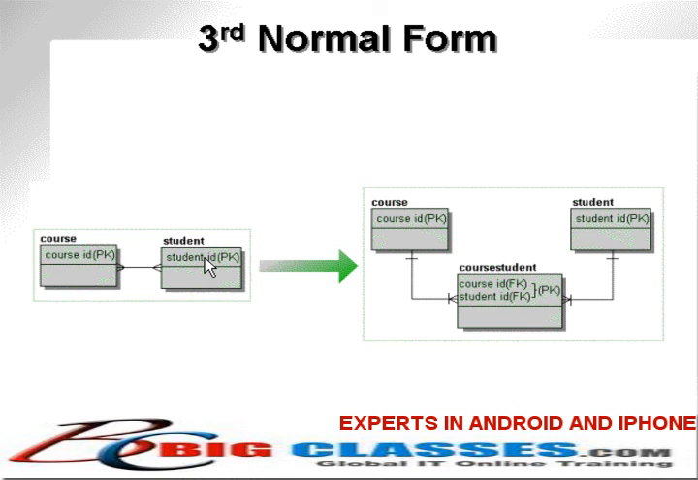Third normal form is generally a many-to-many resolution entity, which is what we see here, the course student. All we're doing is taking the course ID and the student ID and joining them together into a new entity, which allows us to find that individual item. That's third normal form. You decide whether it's useful or not.